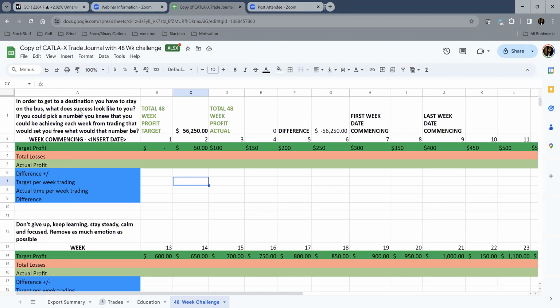In order to get to a destination, you have to stay on the bus. What does success look like to you? If you could pick a number you knew that you could be achieving each week from trading that would set you free, what would that number be? This literally allows you to put that number in. So I encourage everybody to say, hey, I need to make $60,000 a year, or $150,000 a year, or $250,000 a year, or whatever your personal goal is. It allows you to track this on a daily basis, on a weekly basis, so you can become accountable.